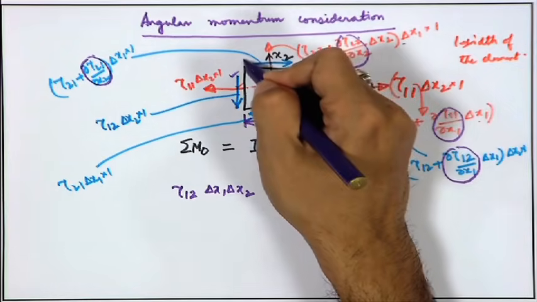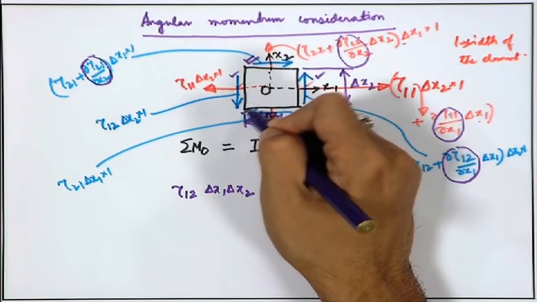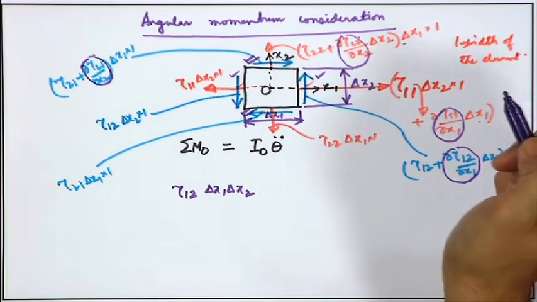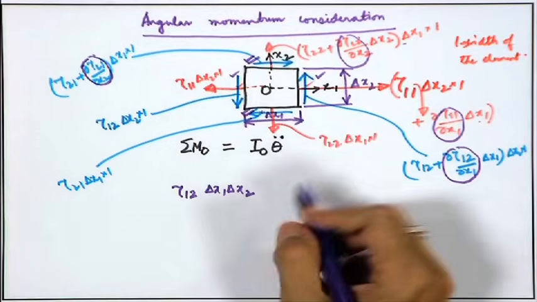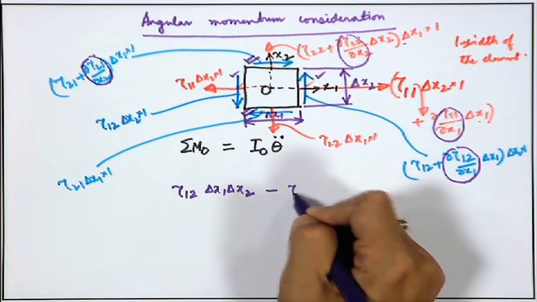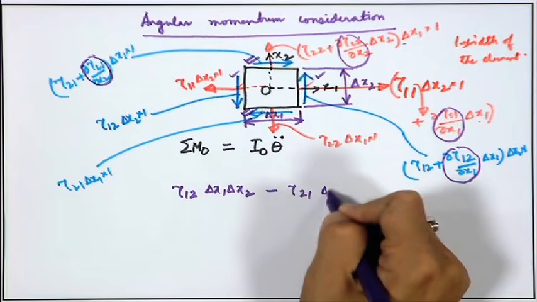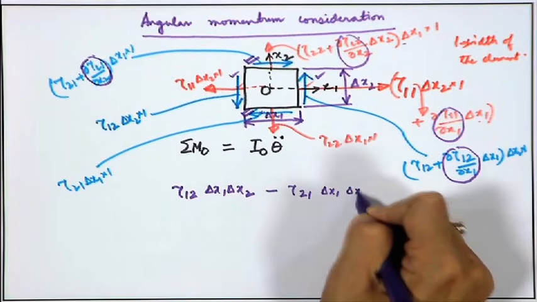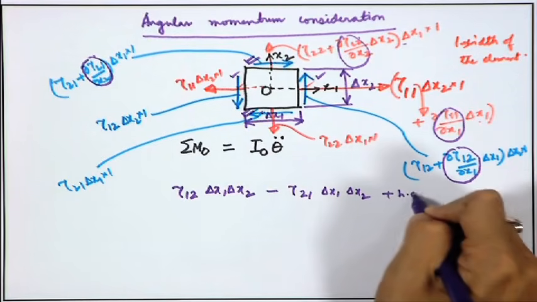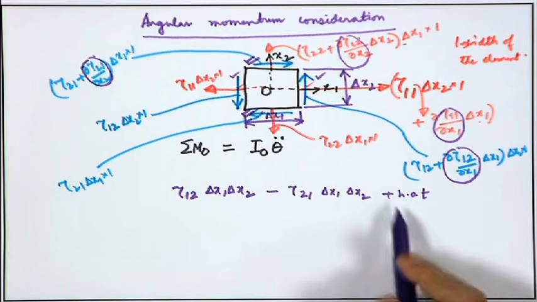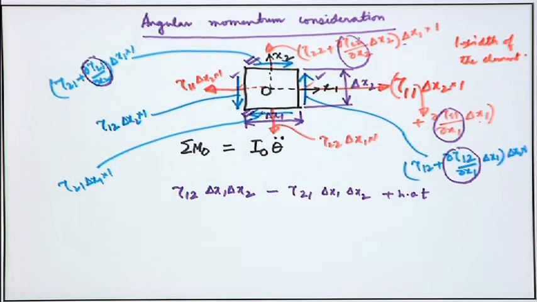Then let us consider these two forces. These two forces will create a clockwise moment. So, this is minus tau 2 1 into delta x 1 into delta x 2. If you are interested, you can write the higher order terms also, but I am just writing symbolically as higher order terms.